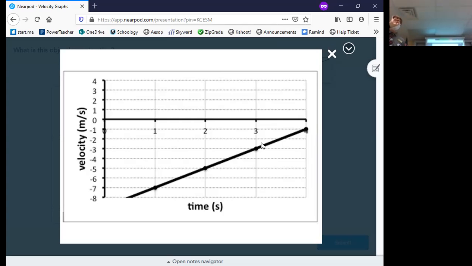Because the slope is positive and also because positive slope would cause this thing to slow down. So I'm going to say that the slope, or the acceleration in this case, is positive 2 meters per second squared. Any questions about this?